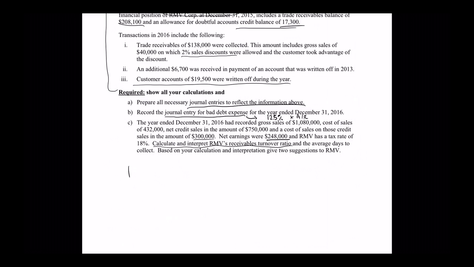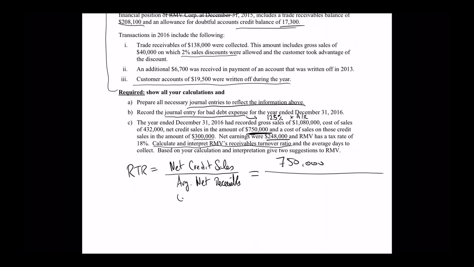So, the receivables turnover ratio is equal to net credit sales divided by average net receivables. Our net credit sales for the year were $750,000. Our average net receivables, well, net receivables is your AR less AFDA. We just calculated our AFDA for the period, so we know what that is, and we're going to be able to calculate it.